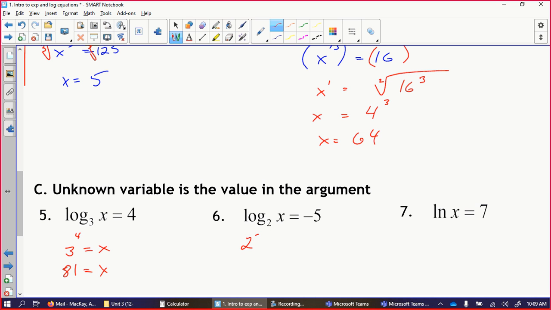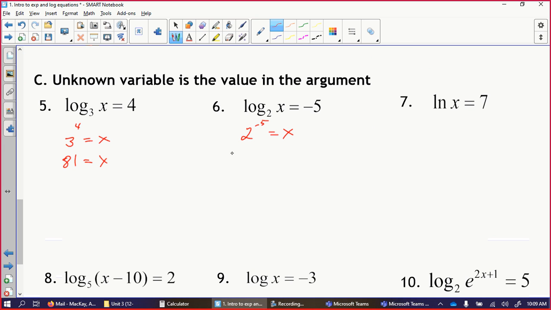2 to the power of negative 5 equals x. I'm just going to write it. X equals 2 to the negative 5. So that is 1 over 2 to the power of positive 5 using our exponent rules. 2, 4, 8, 16, 32. 1 over 32.